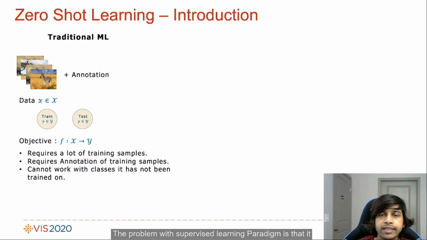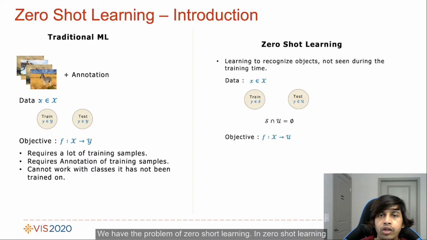The problem with the supervised learning paradigm is that it requires lots of training data. More data means more annotations. This can be costly in terms of both time and cognitive load. Moreover, these models cannot recognize objects they have not been trained on. Thus, to overcome all these challenges, we have the problem of zero-shot learning.